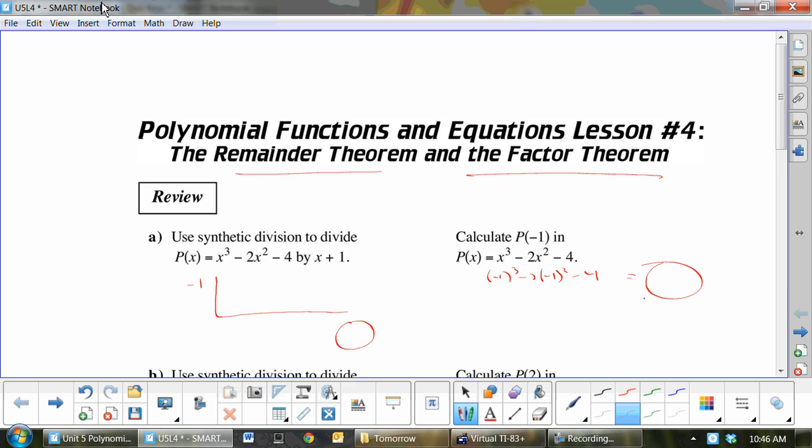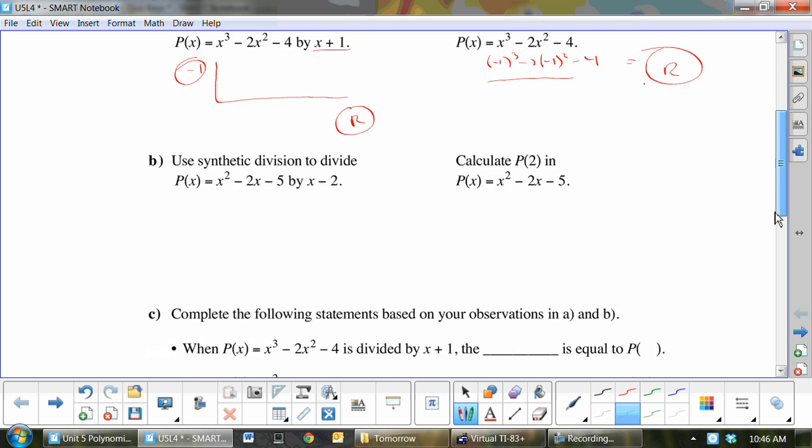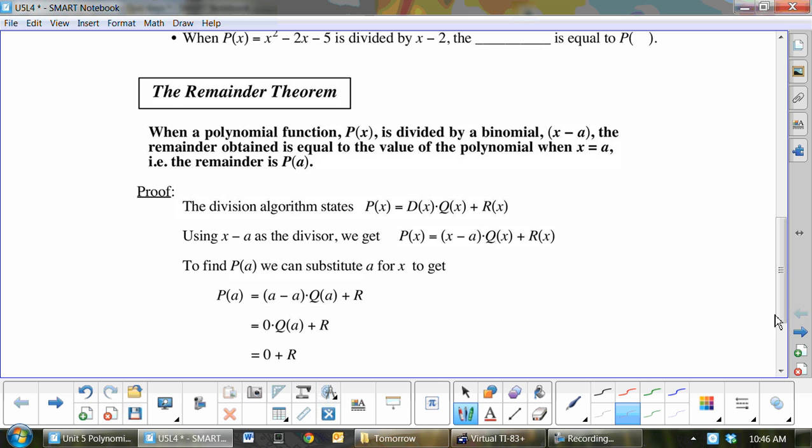So I just explained that by dividing by x plus 1, you put negative 1 here, you'll get a remainder. If you put in negative 1 to the equation, you will also get the same remainder. Now, here is the remainder theorem. When a polynomial, p of x, is divided by x minus a, the remainder obtained is equal to the value of the polynomial when x equals a. The remainder is p of a.